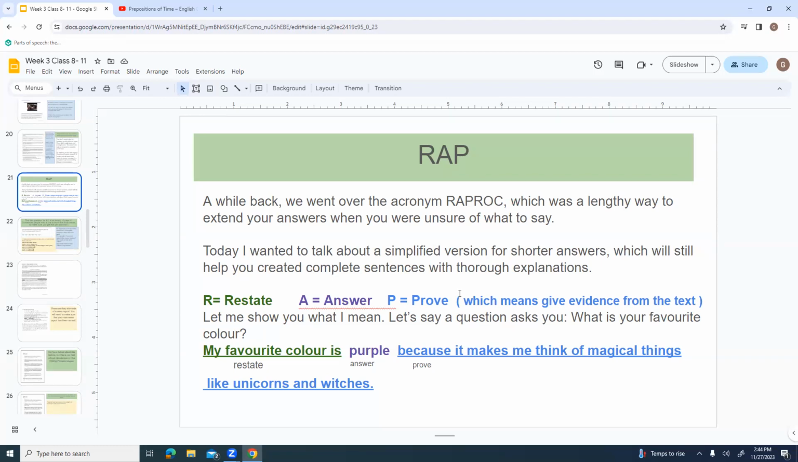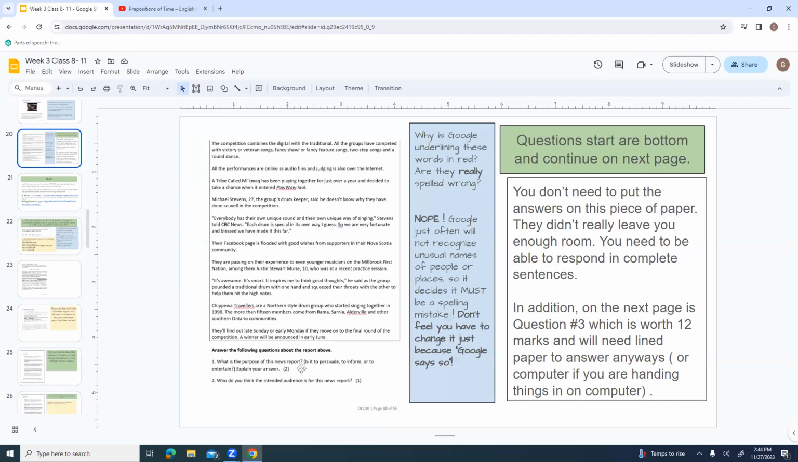Let's say a question asks you, what is your favorite color? Well, you would restate, my favorite color is, and then I would answer, purple. And then I would prove it or explain it: because it makes me think of magical things like unicorns and witches, okay? So that is what we would consider an appropriate level answer. And I say this because if you're looking at things like what is the purpose of this news report, occasionally I've had people just circle something and consider that good, but it really isn't acceptable. You would need to use RAP.